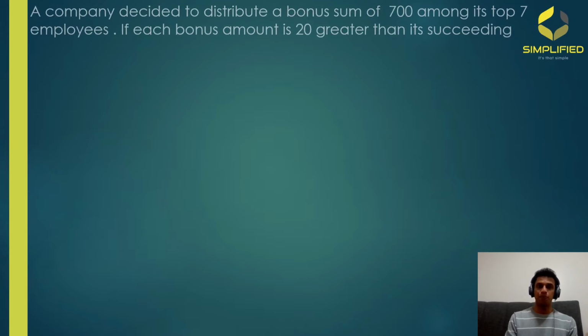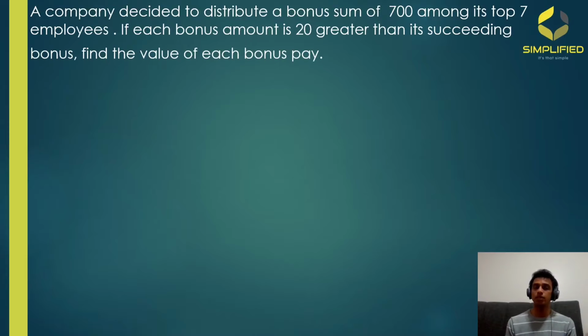So our question is, a company decided to distribute a bonus sum of $700 among its top 7 employees. If each bonus amount is $20 greater than its succeeding bonus, find the value of each bonus paid. Which means that the company decided to pay out $700 in total as a bonus for 7 top employees within their company. And this distribution of $700 is not done equally.